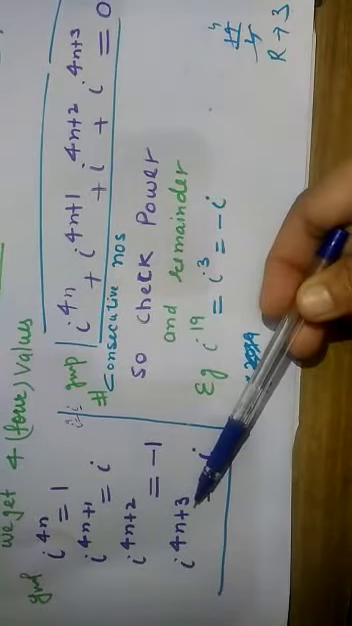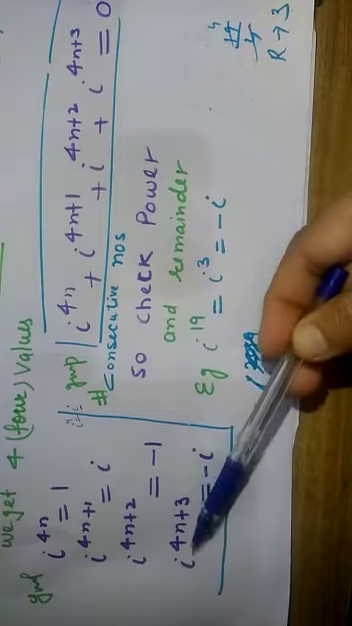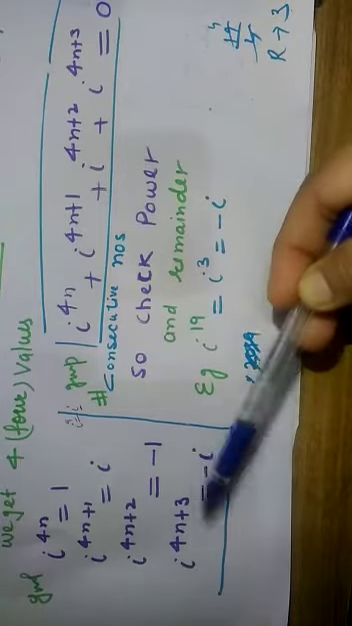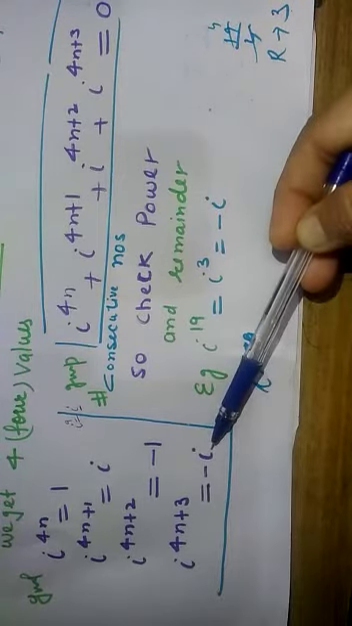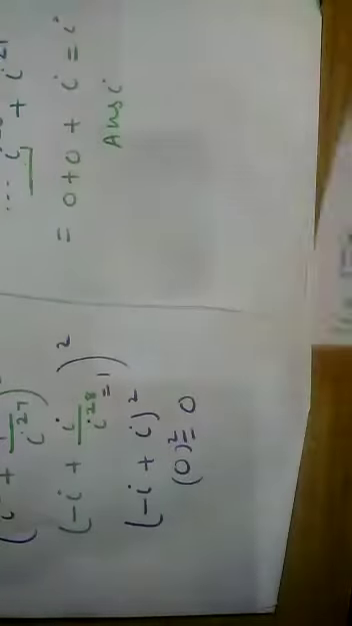You can see when the remainder will be 3, I will get the result minus iota, right? Multiple of the 4 plus remainder 3. If I'm getting remainder 3, then the result will be minus iota. So let's check more examples.